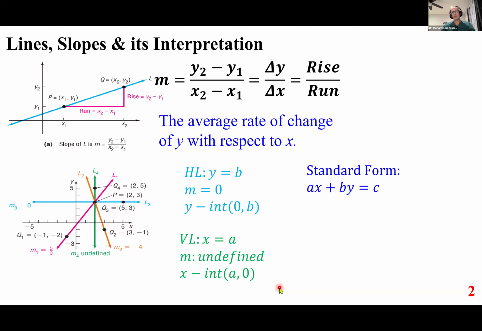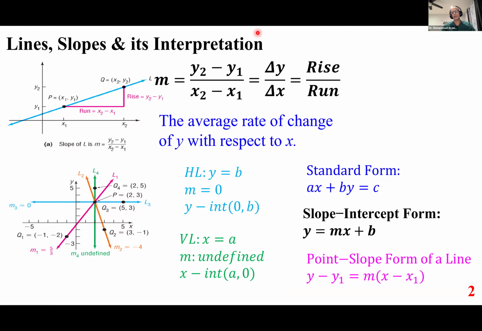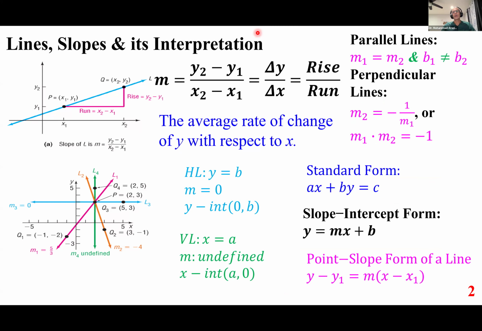Standard form, ax plus by equals c, we are talking about lines. Slope-intercept form, y equals mx plus b. Point-slope, y minus y1 equals m times x minus x sub 1. Two lines are parallel if they have equal slopes and different y-intercepts, and they're perpendicular if their slopes are negative reciprocals of each other. In other words, m2 equals negative 1 over m1, or their product is negative 1.